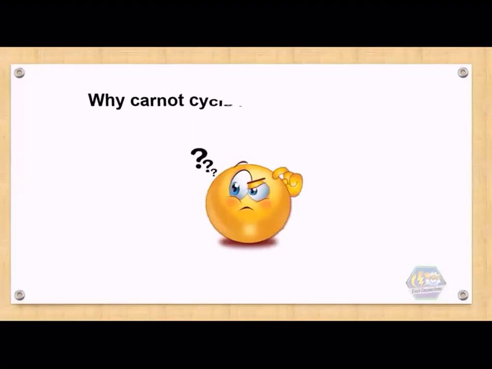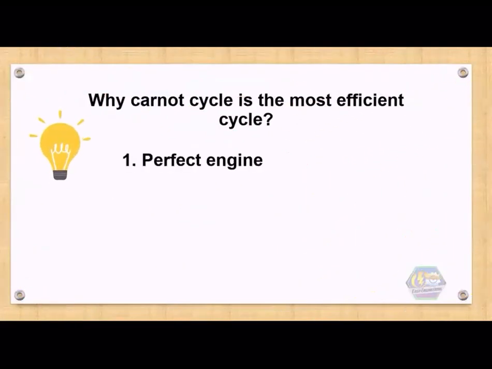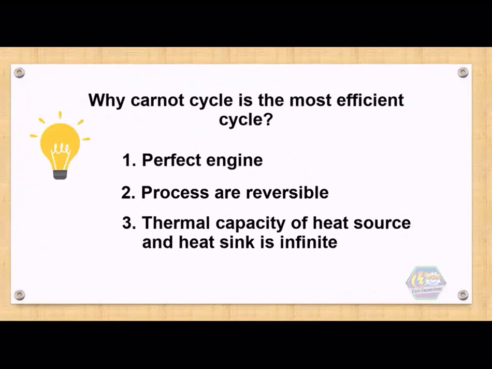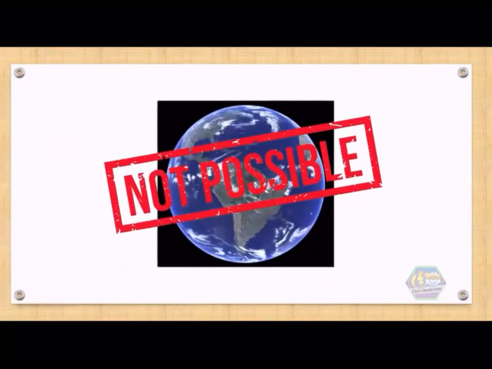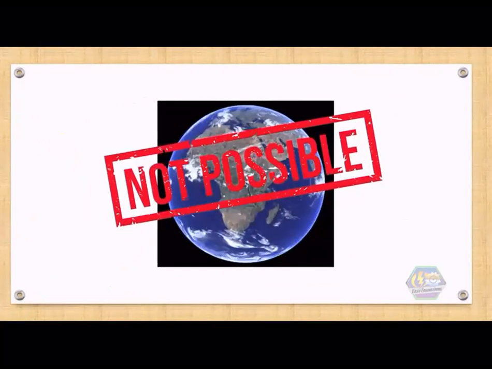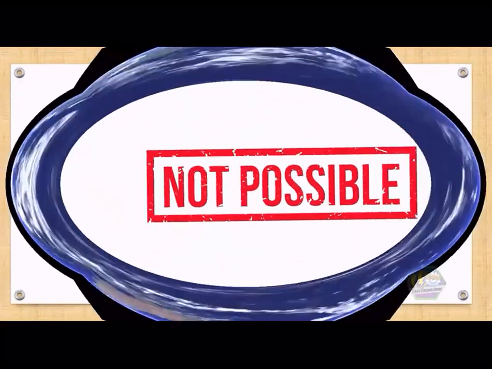So now let me ask you this. Why is the Carnot cycle the most efficient cycle? Well, it's because the Carnot cycle is a perfect engine. The processes are reversible, the working medium is an ideal gas, and of course, the thermal capacity of the heat source and heat sink is infinite, which makes no reduction to both during heat transfer, as we have observed, right? But for all those same reasons, it makes this cycle impossible to operate in our real world, as obviously those things don't exist.